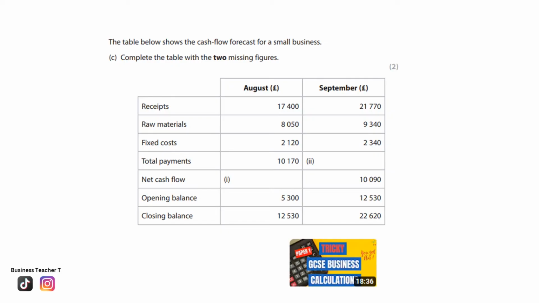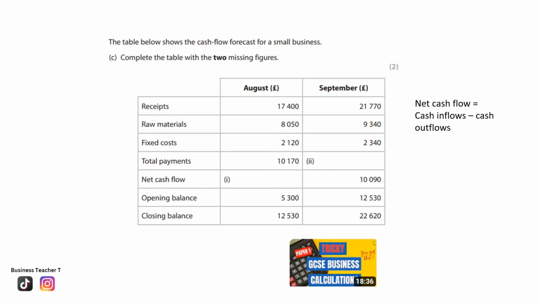Our first calculation question. The table below shows the cash flow forecast for a small business. Complete the table with the 2 missing figures. So here we can see a snippet of a cash flow forecast, and we need to complete 2 missing figures, which is a net cash flow and the total payments. So let's focus on the net cash flow first.